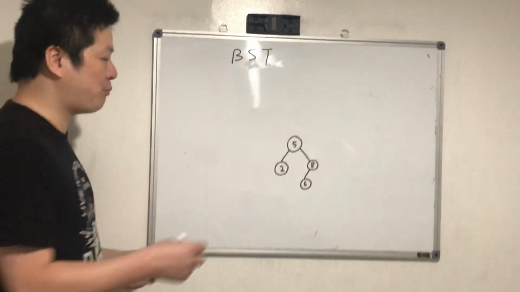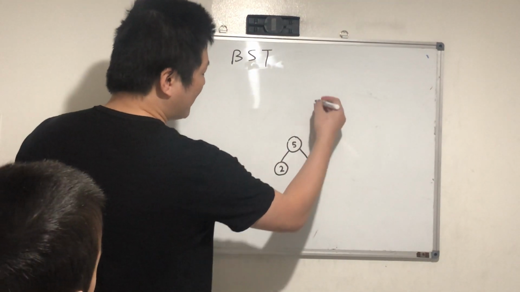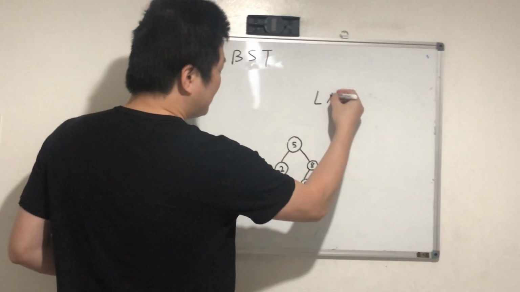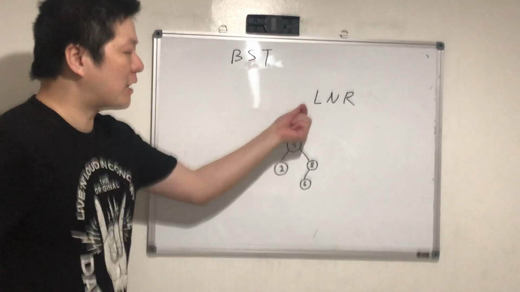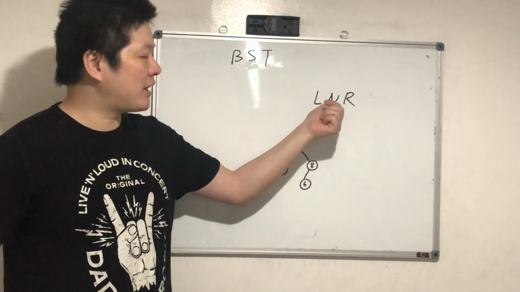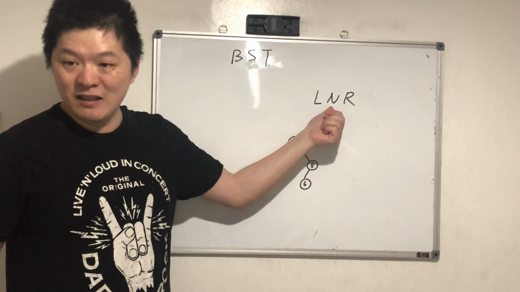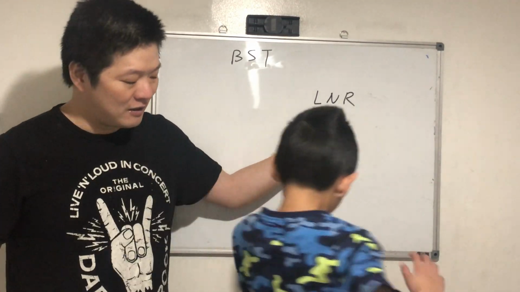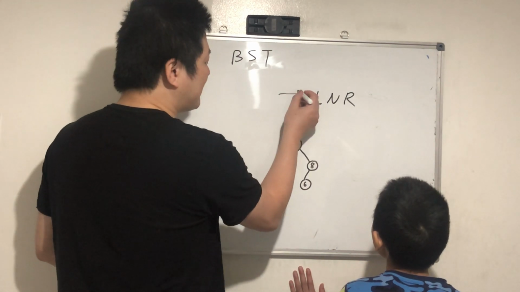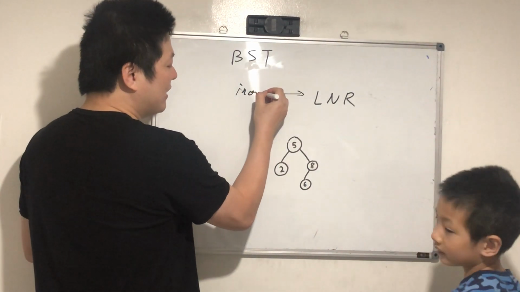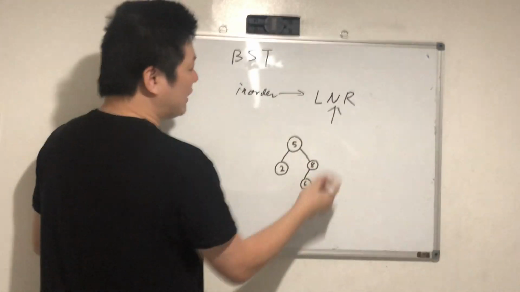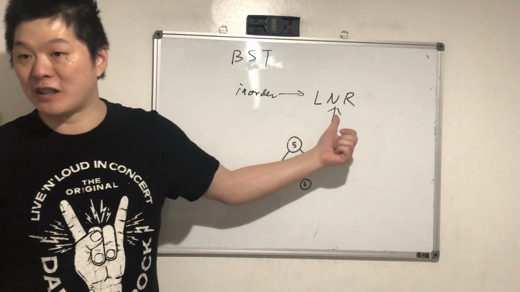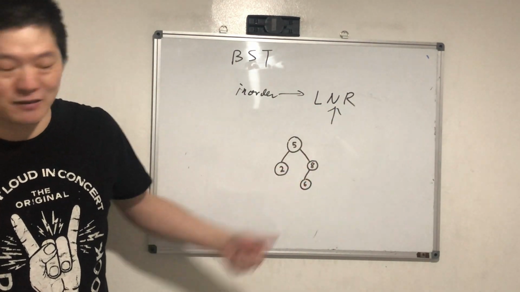So let's see, in-order. Left node, then root, then right. Because look, the left node is strictly smaller than the root, and the right node is strictly bigger than the root. So if I go with this, that's in-order, because the node is in the middle. If we do this in-order, then it produces a sorted list, right? Does it make sense?